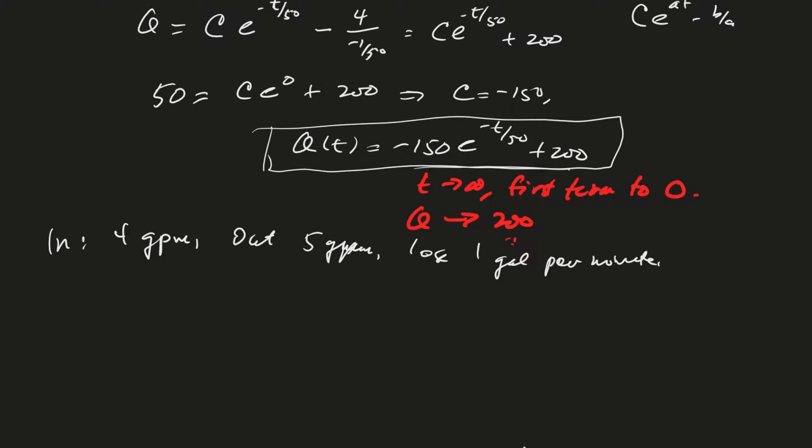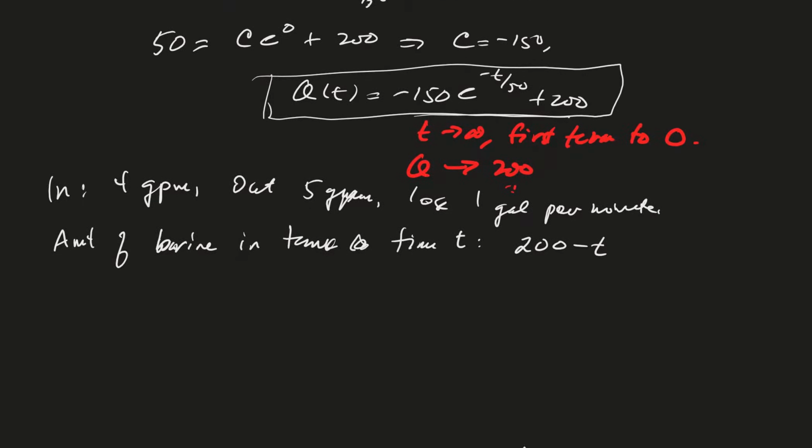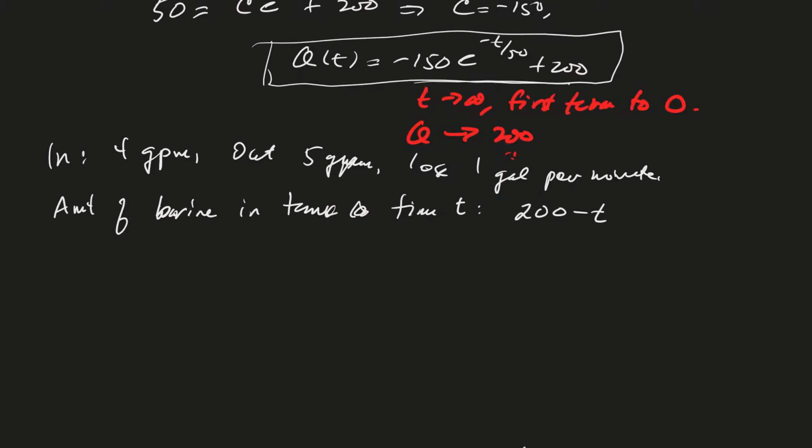Okay, so what's the equation for that? The amount of water, or brine I should say, in the tank at time t will be 200 minus t now. Good. So in fact the rest of the differential equation looks almost identical.